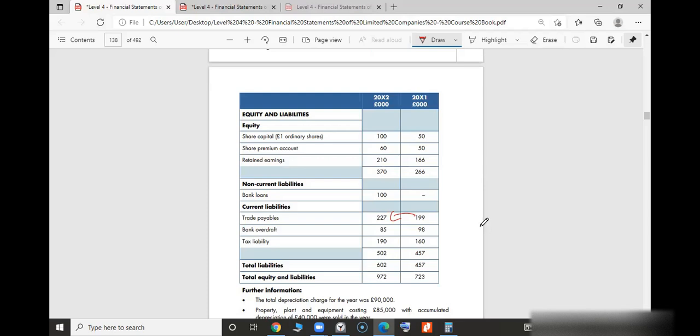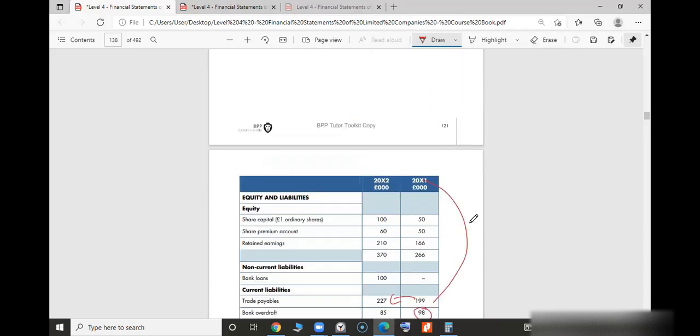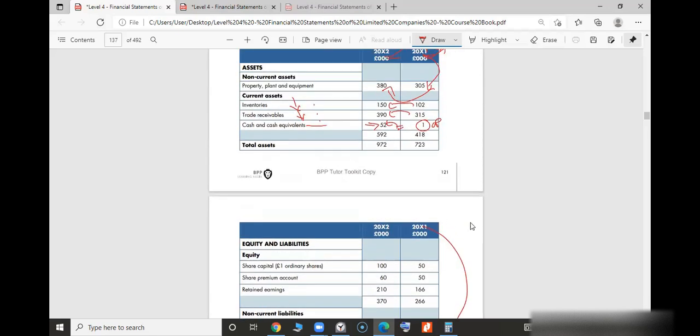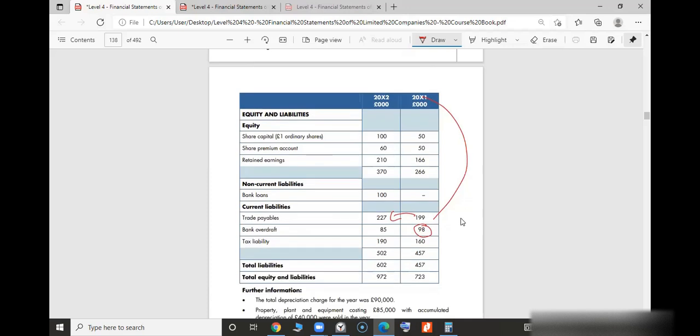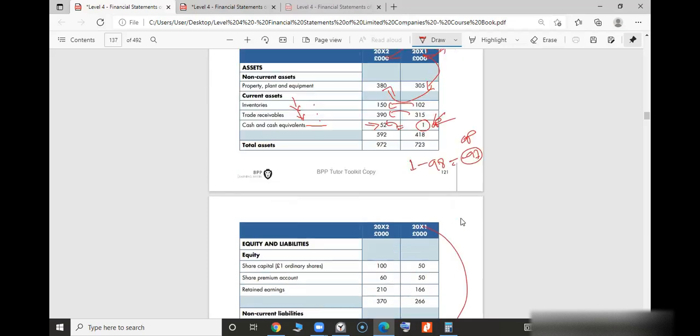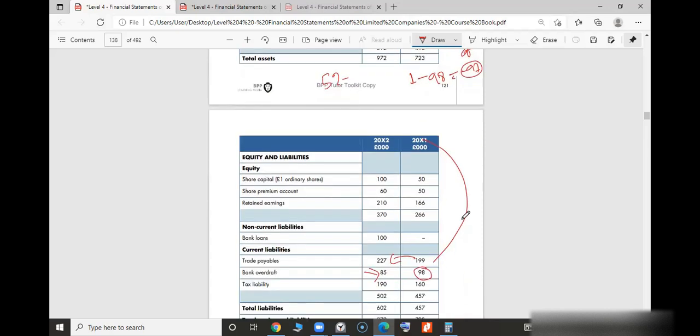Let me ask you one thing. In 2011, you had a bank overdraft of 98, and you had cash of 1. So ultimately, how much is your cash and cash equivalent? Yes, 97 overdraft. Does it make sense, people? Positive money 1, negative money 98, ultimately minus 97 in your bank. That is your opening money. So you started the business at the beginning of the year with minus 97. At the end, how much is your bank overdraft? 85. But how much is your positive money? 52. That means 52 minus 85.